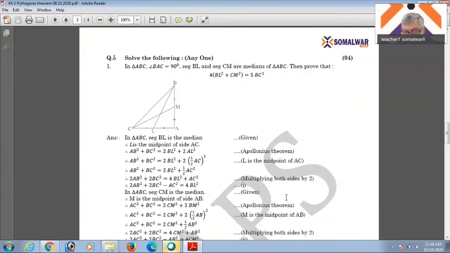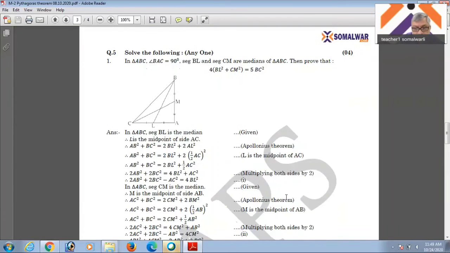Now, in triangle ABC, angle BAC is equal to 90. BL and CM are medians. Medians means midpoint. L is the midpoint, M is the midpoint. Then we have to prove 4BL square, that is the median, plus CM square, that is also the median, is equal to 5BC square, where BC is the hypotenuse. To do it, we have to apply Apollonius twice. Why twice? Because we have two medians. Come on, we'll start the solution.